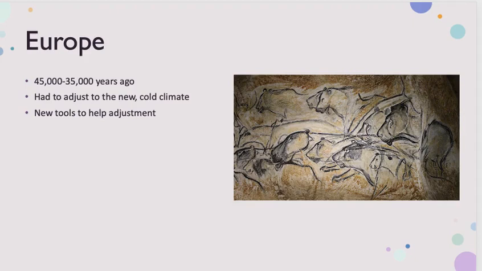So the earliest people that we see in Europe, they are also having to adjust regardless of just their technology for hunting. So they're hunting different types of animals and also with their hunting parties. But we can also see that they are going to have to create better clothing.